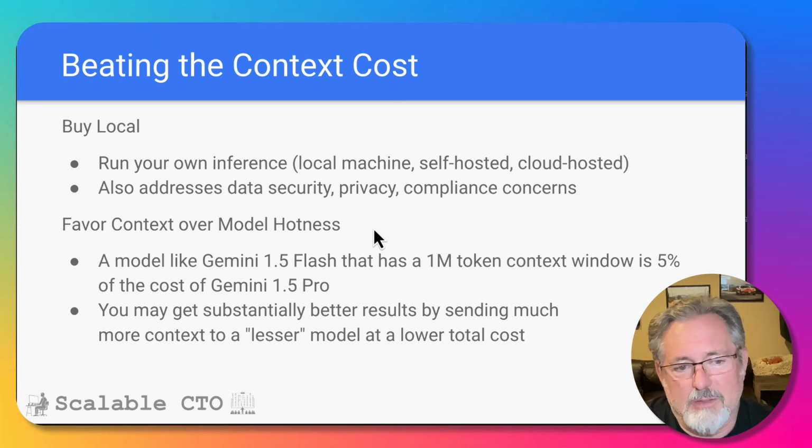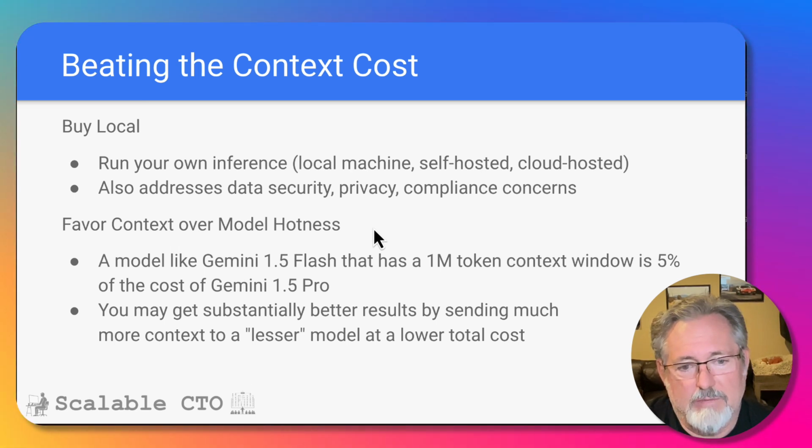And the other argument that I'm going to make, and I don't have data for this, but I have anecdotes. I've seen this, which is I favor context over the hotness of the model. An example is Gemini Flash has a 1 million token context window, and it's 5% of the cost of Gemini 1.5 Pro. And Gemini 1.5 Pro is definitely a better model. It does slightly better on all the benchmarks. Not radically better, but it's a better model.